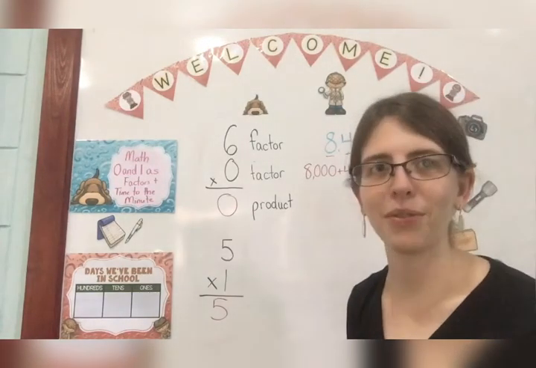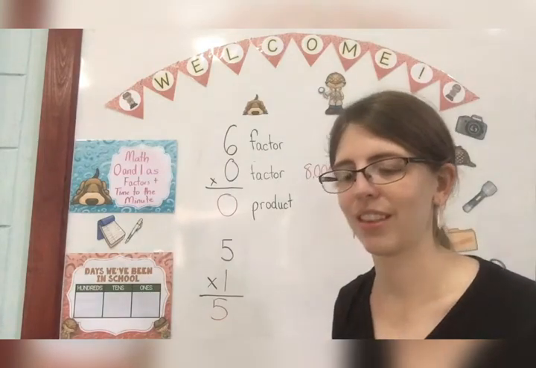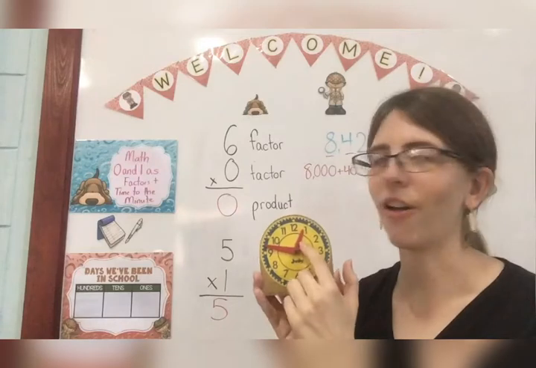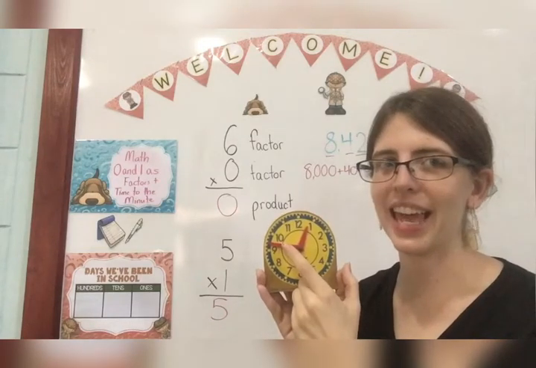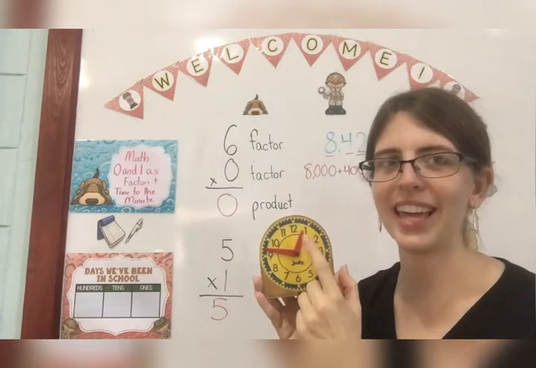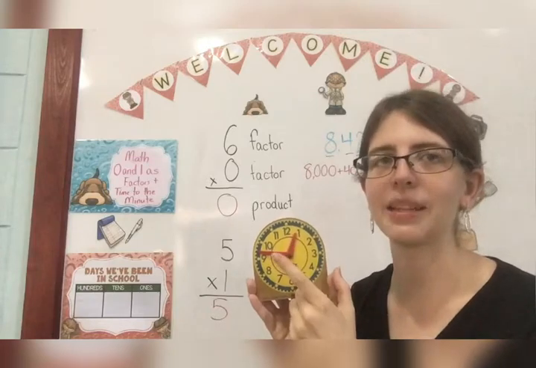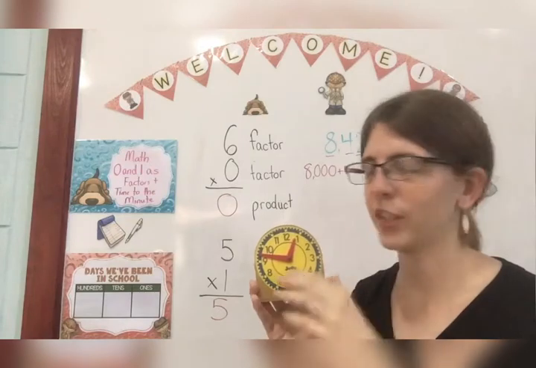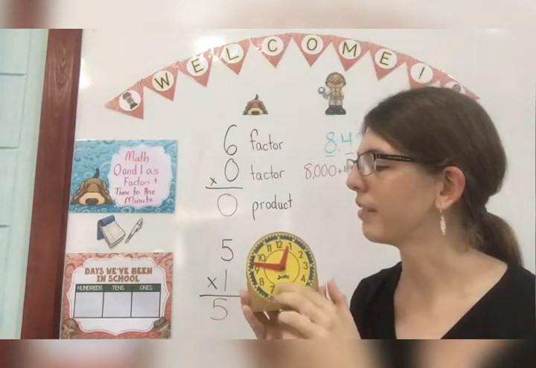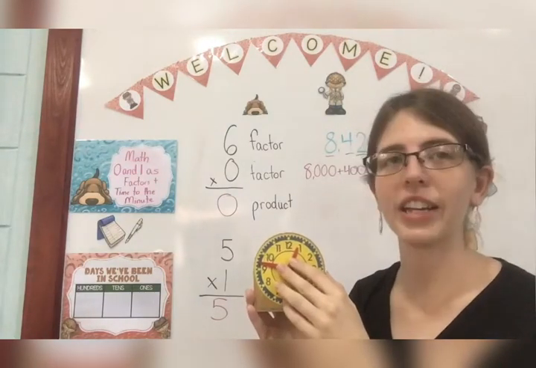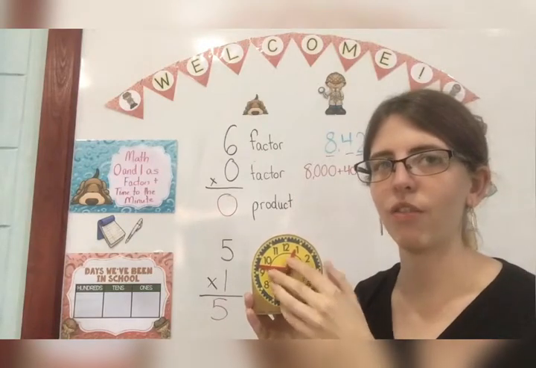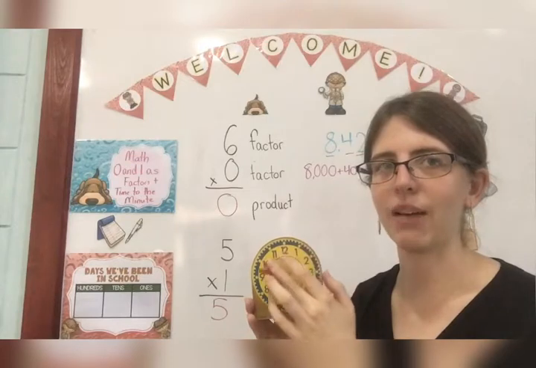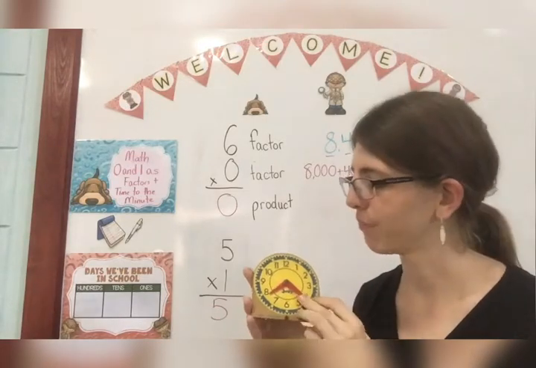One more thing before I say goodbye. When you have a clock, remember, big hand, minute hand; small hand, hour hand. For the clock, you are going to count by 5s to tell the minutes. So you're telling the minutes, counting by 5s.